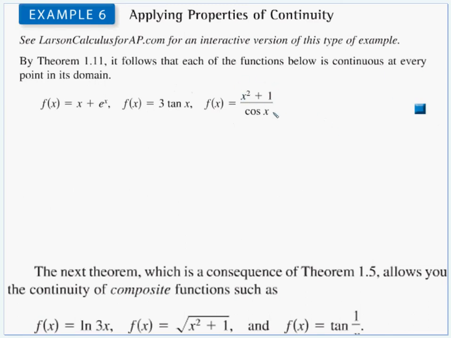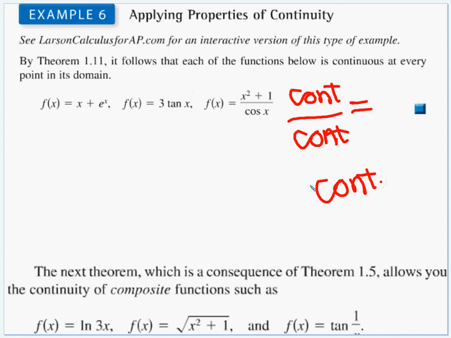The last one here, x squared plus 1 over cos x. The numerator is a continuous function. The denominator cos x is a continuous function. Continuous divided by continuous is a continuous function. So it is continuous, again, where we will have some asymptotes where that denominator does equal 0, but it is continuous everywhere in its domain. So continuous divided by continuous is continuous, but we will have asymptotes when cos of x is equal to 0. So there will be some in there.